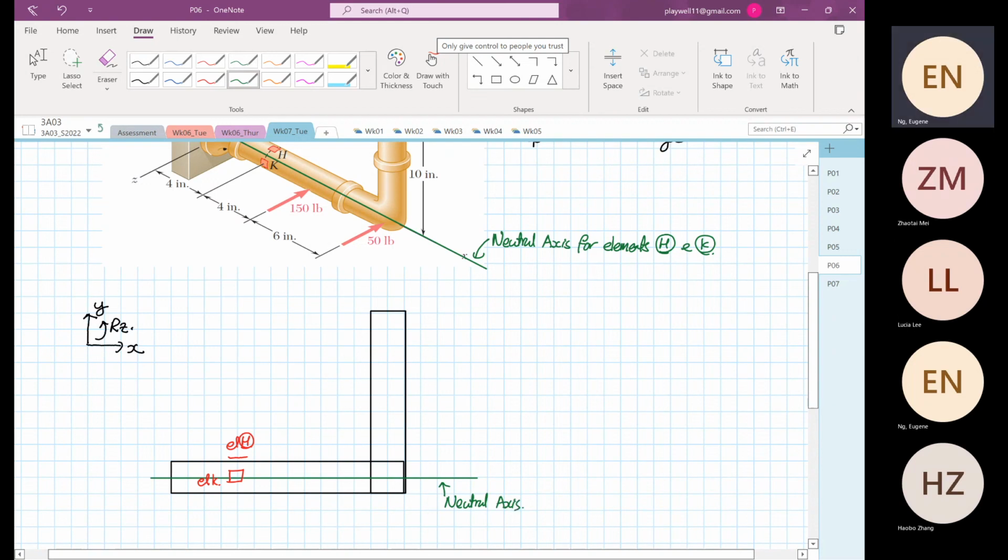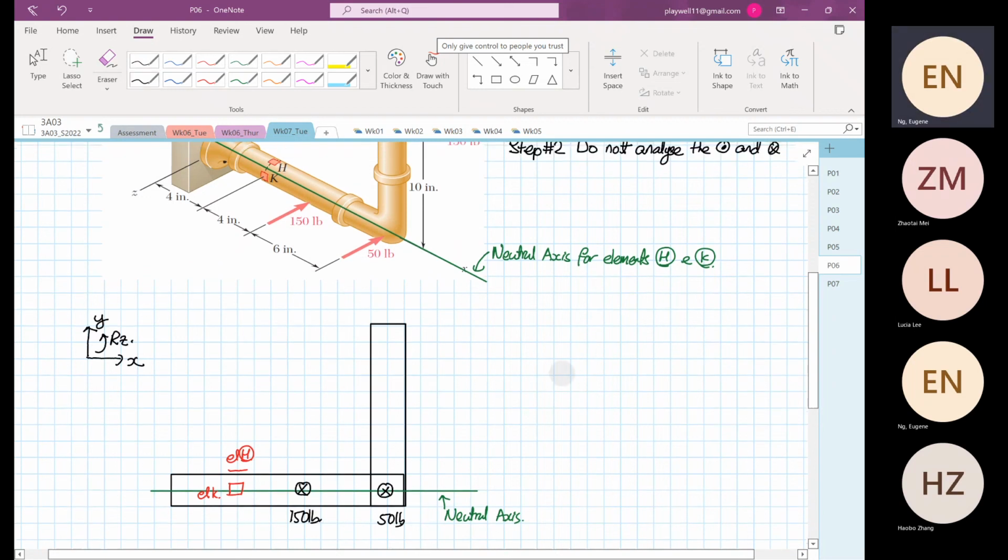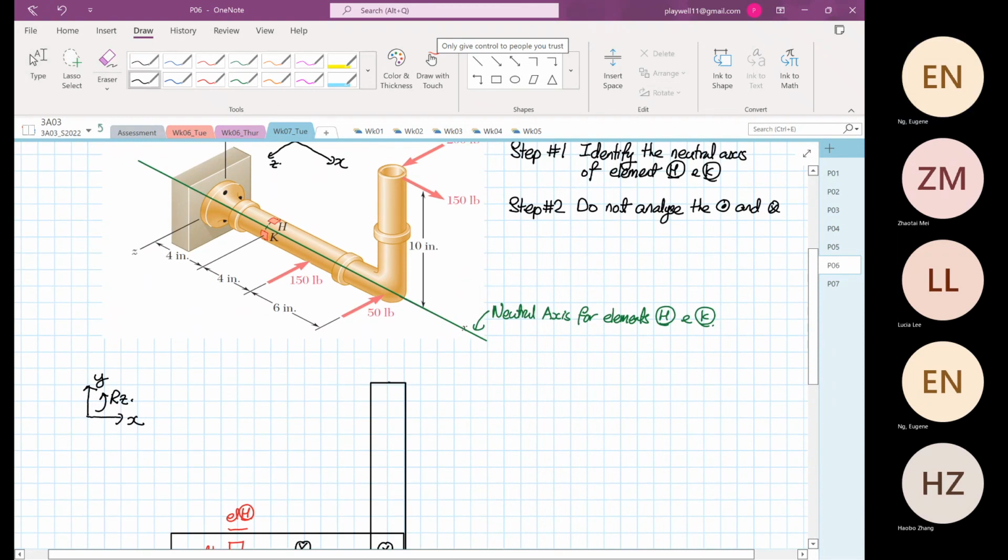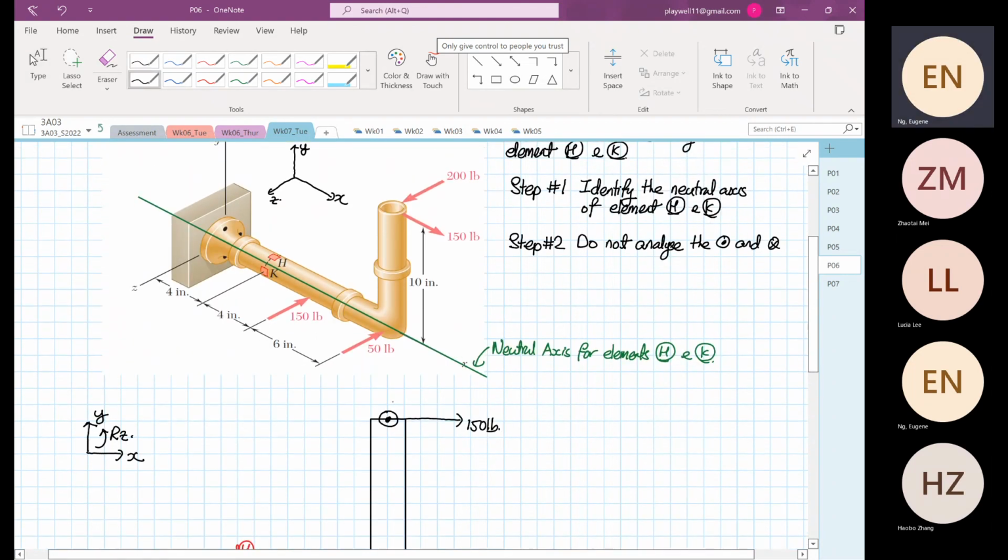Okay, then we put in our forces. So that is our 50 pounds, cross, right? Because it's going in, so this is our 50 pounds. And then we have somewhere about here, this is our 150 pounds. Okay, then you have another force coming in this direction. This is 150 pounds, right? And then we have a force coming towards us. That is 200 pounds. Okay, so that's all we have.